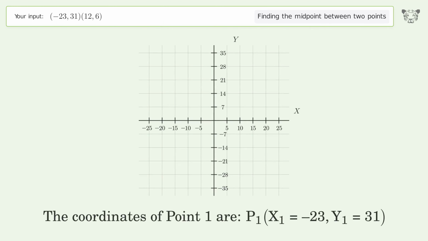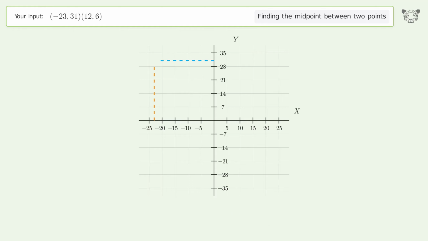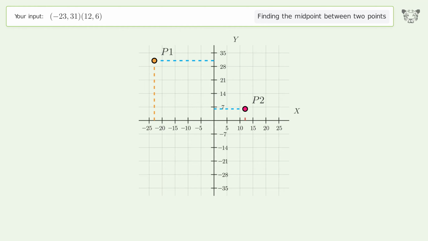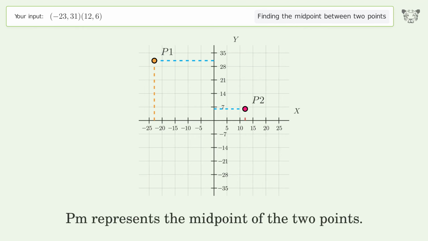The coordinates of point 1 are, x1 equals -23, y1 equals 31. The coordinates of point 2 are, x2 equals 12, y2 equals 6. PM represents the midpoint of the 2 points.